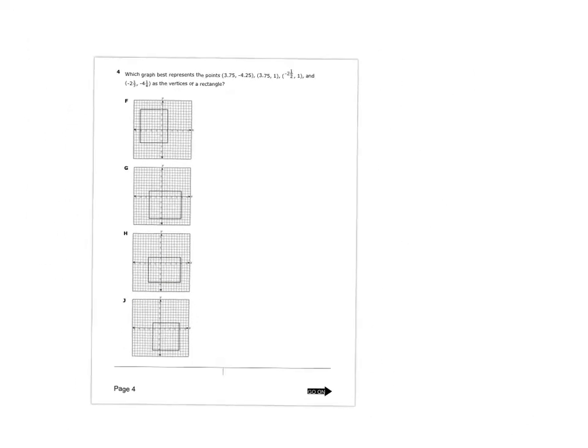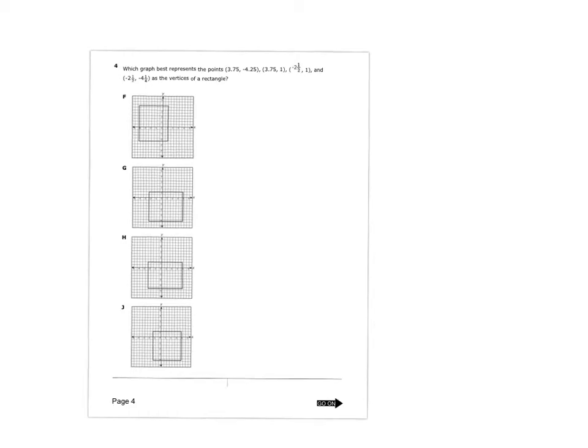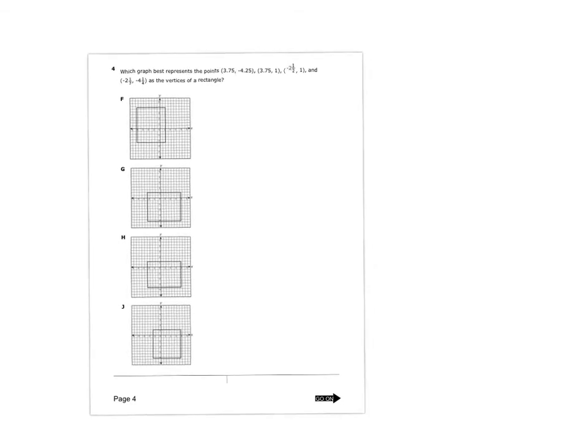Number 4. Which graph best represents the points 3.75, negative 4.25, 3.75, 1, negative 2 1/2, 1, and negative 2 1/4, negative 4 1/4 as the vertices of a rectangle?